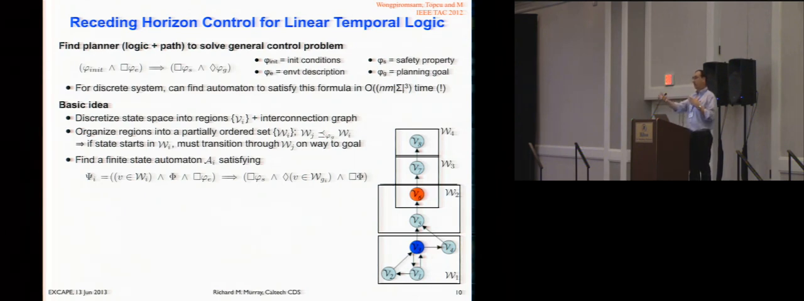Starting in one region, I want to get to a region that's closer to the goal. Now, you see in this formula, I replaced phi init with starting in this region, and I replaced eventually phi g with eventually get closer. So that's like doing a finite horizon optimization instead of an infinite horizon optimization. But in all the finite horizon optimizations, I've added this terminal cost. That turns out to be very important for getting stability.